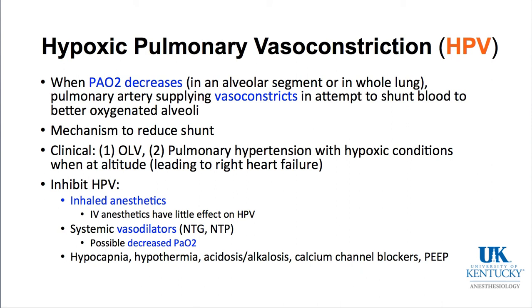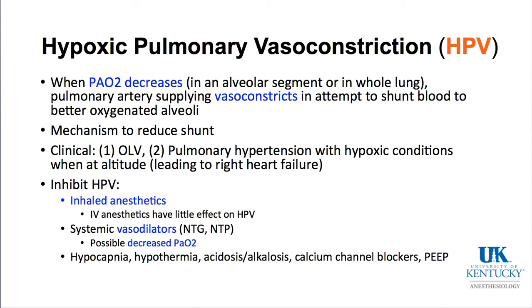Systemic vasodilators, if we turn on nitroglycerin or nitroprusside: the pulmonary arteries in our lung have an optimal set point. And when they've set optimally to the PAO2 that is present in the alveolus that they're supplying, and then you give a vasodilator, the vasodilator can change that set point, vasodilate that pulmonary artery to that alveolar unit, and provide blood to units that shouldn't have it.